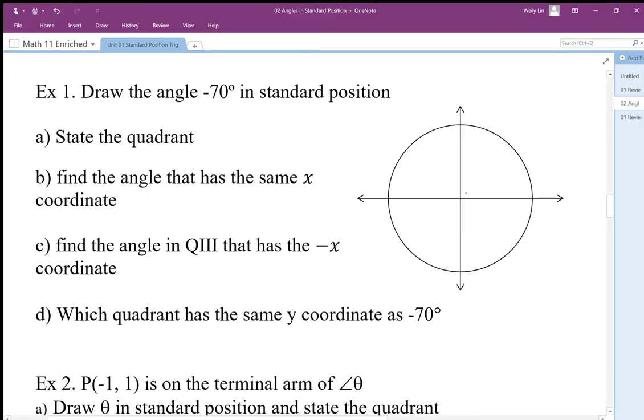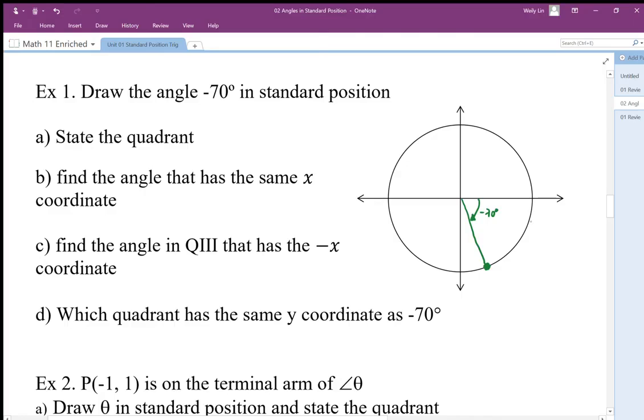Negative 70 degrees in standard position. So we're going to draw it down here. Okay, so there's 70 degrees. Or sorry, not 70, but negative 70 degrees, and it locates that spot down here. Okay, and again, it's important that we recognize the position of that spot.